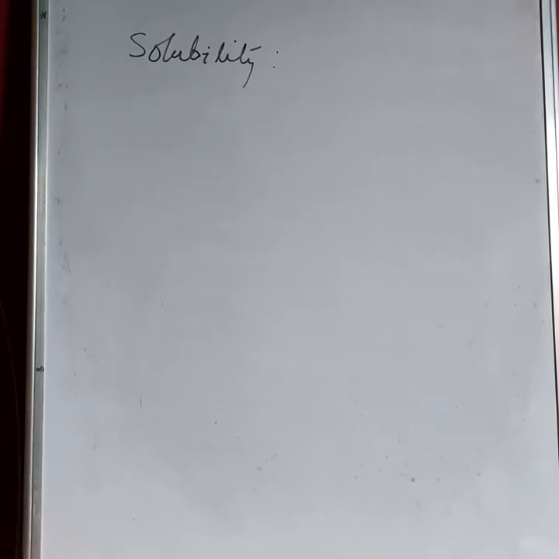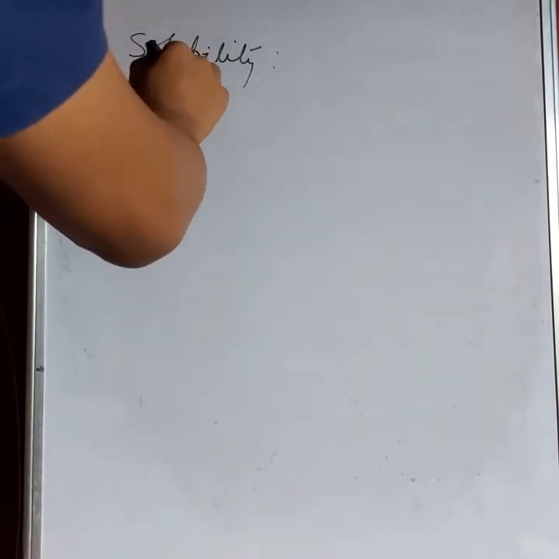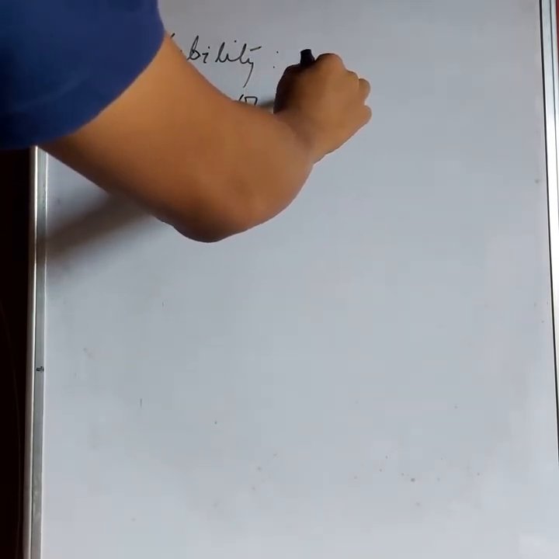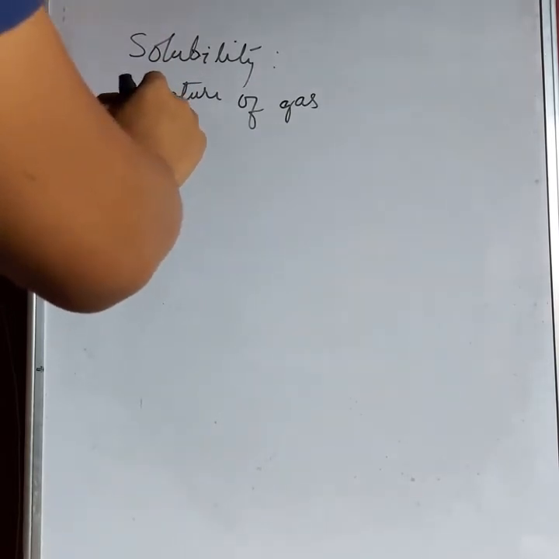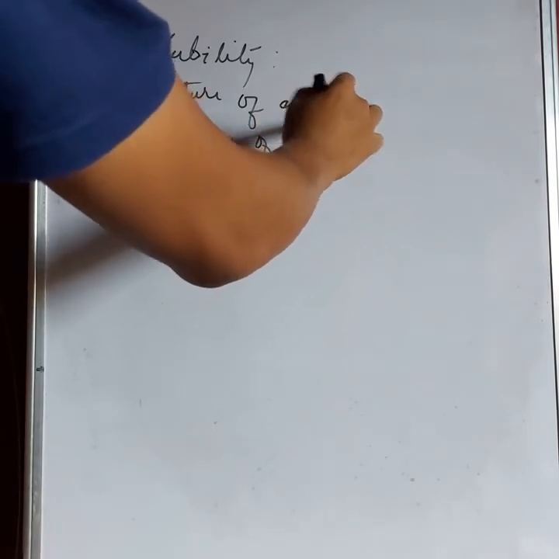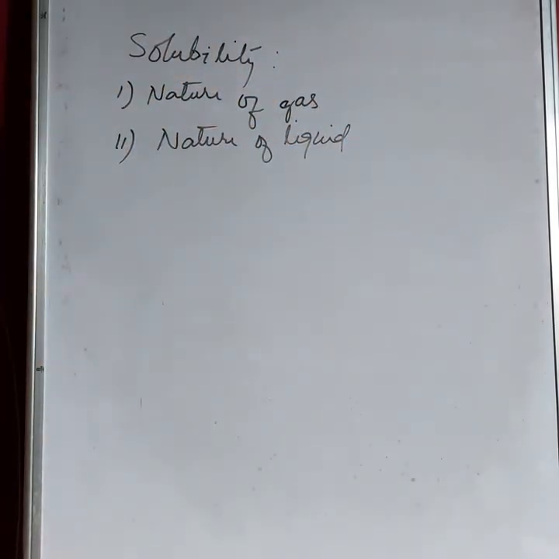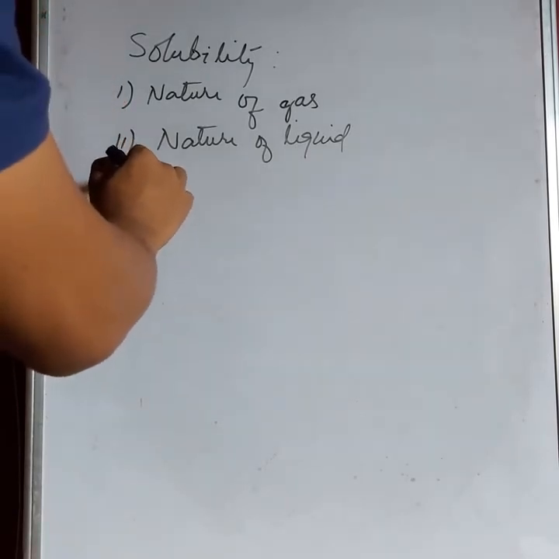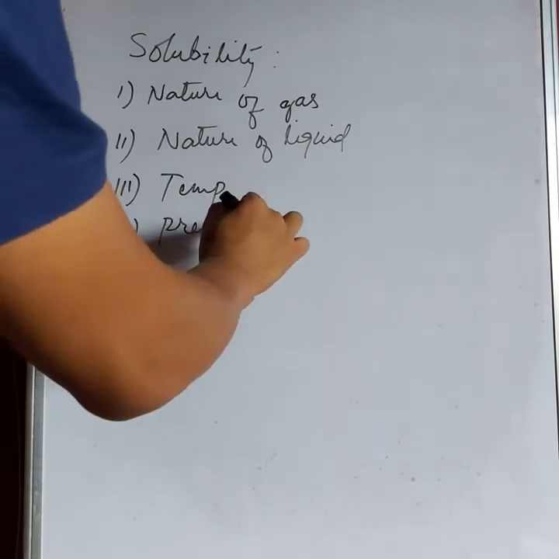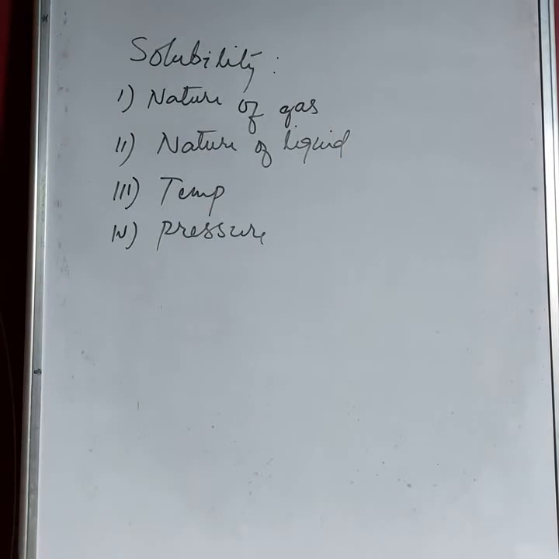Okay, then let's move on to solubility of gases in liquids. There are four factors that affect the solubility of a gas in a liquid. Number one is the nature of the gas. Then we have the nature of the liquid, and of course temperature and pressure. So these are the four factors that affect the solubility of gases in liquids.